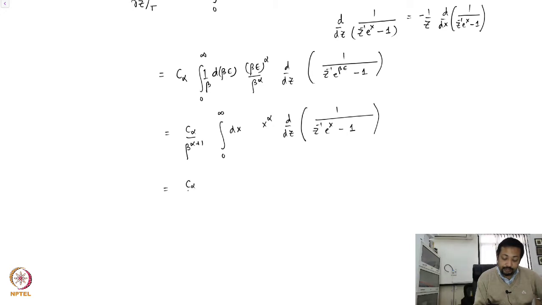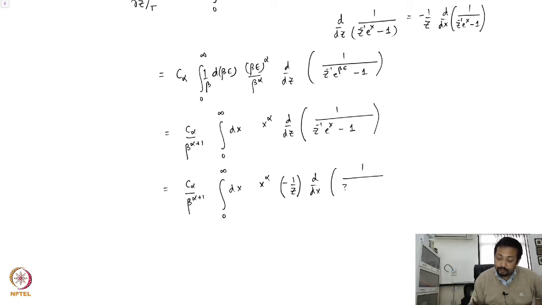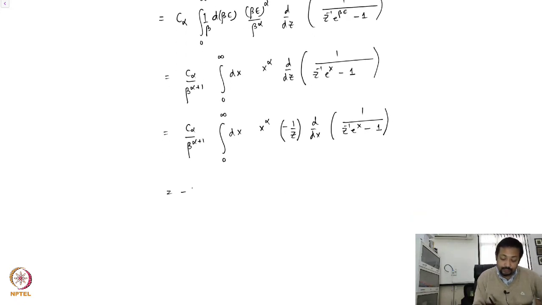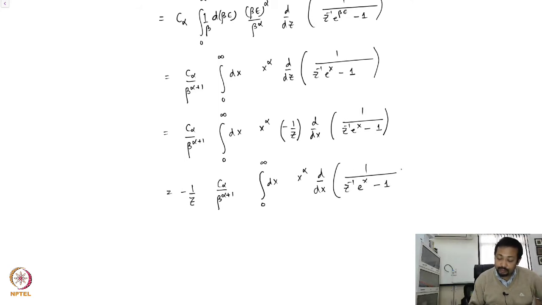So that I have C alpha beta raised to the power alpha plus 1, 0 to infinity dx x to the power alpha, and d dz is minus 1 over z d dx of 1 over z inverse e to the power x minus 1. So this becomes minus 1 over z C alpha beta alpha plus 1, 0 to infinity dx x to the power alpha d dx of 1 over z inverse e to the power x minus 1.